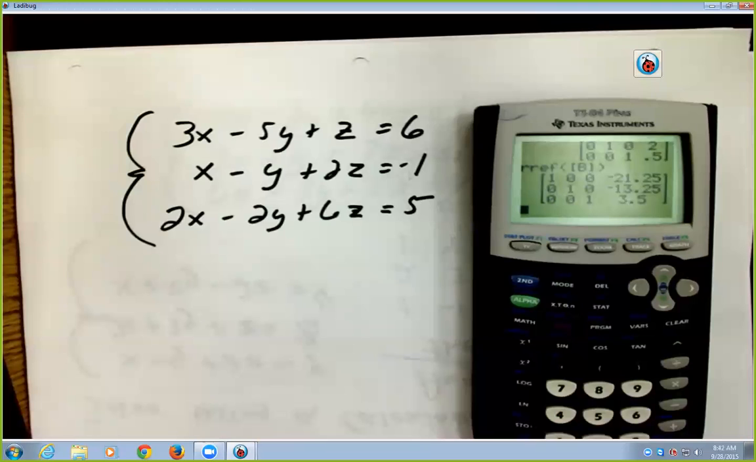Second matrix. Over to math. Down to B. Hit enter. Then go second matrix. Down to B, hit enter, close the parenthesis, hit enter. There. No, we still don't have the same one.